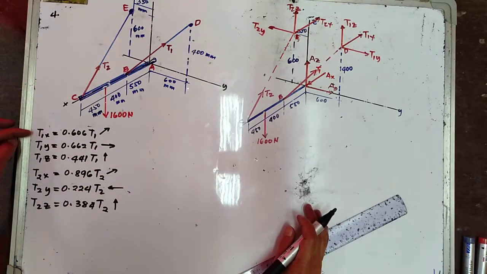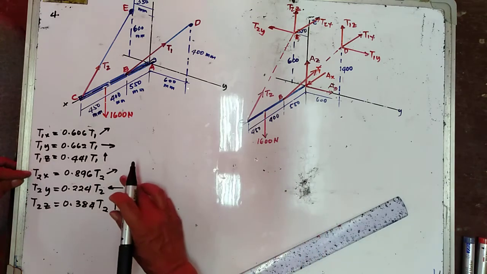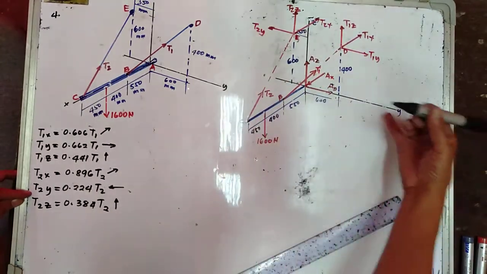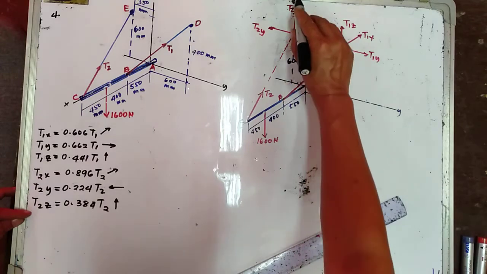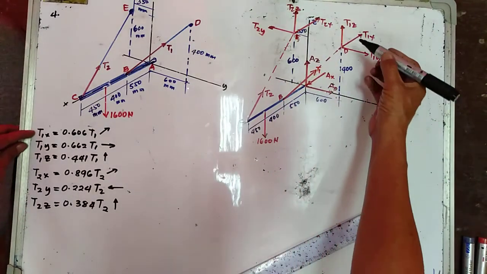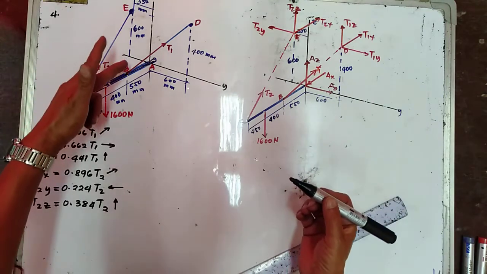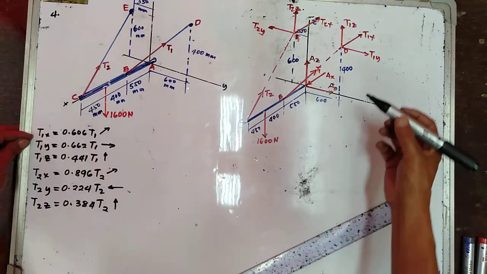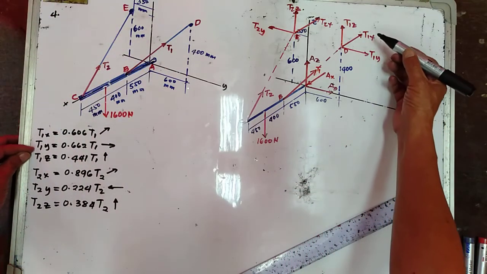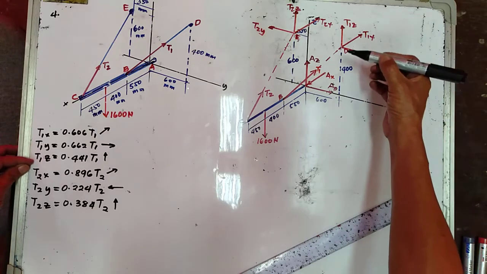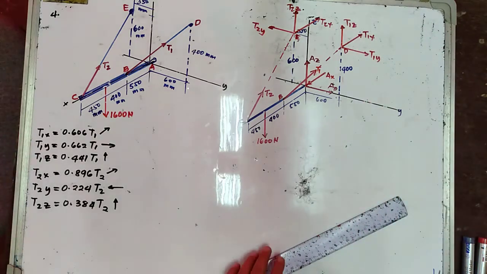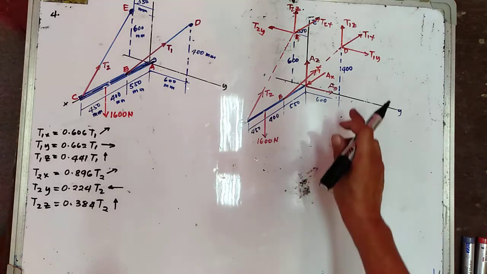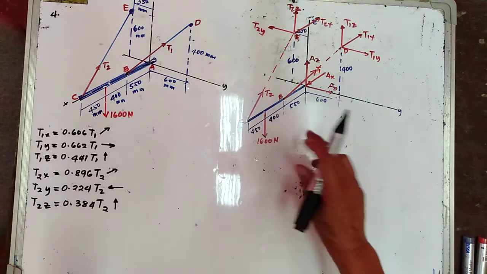So your T2x is going backward. T2y is to the left, parallel to the y-axis, and T2z is going upward. Then let's try to resolve the tension in this cable, and that is now your T1. So T1x is going backward, T1y is to the right, and T1z is going upward. So we now have all the forces acting on the free body diagram of the bar.